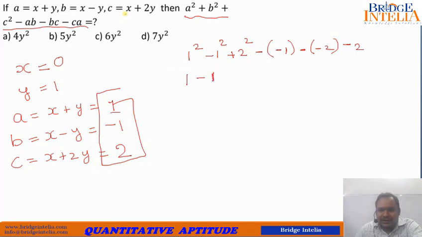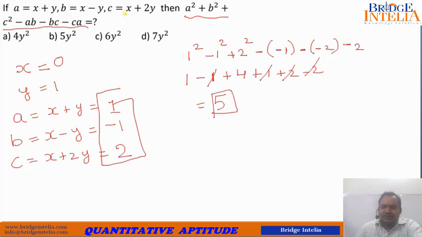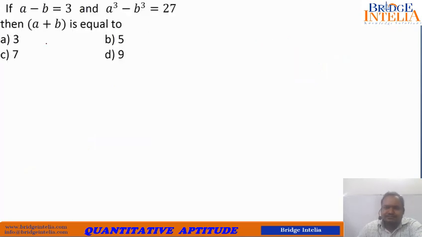Now let's see what this comes out to be. 1 minus 1 plus 4 minus minus plus, again here minus minus plus. So some terms cancel out. So this comes out to be 5. So which option does it match? Now y is equal to 1. So which option does it match? The only option that matches is 5y square. So now let's move forward.